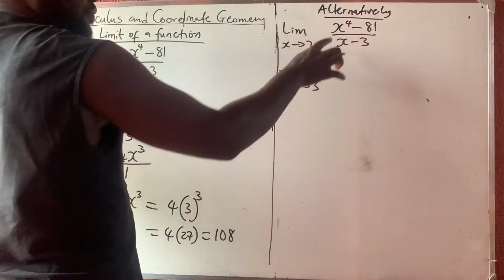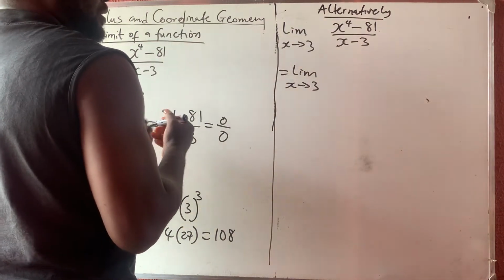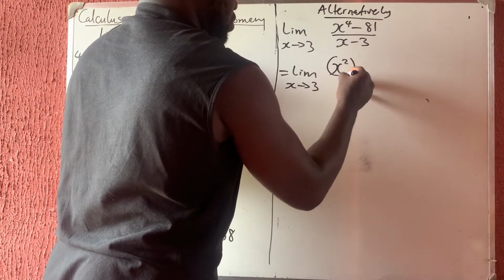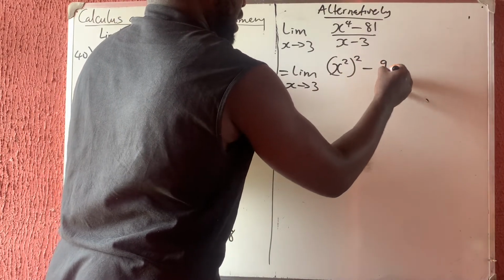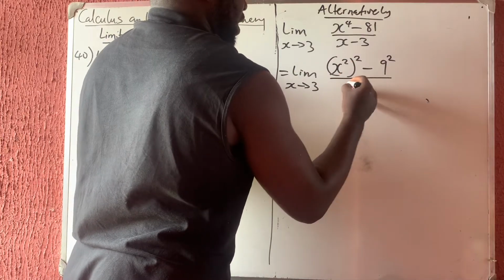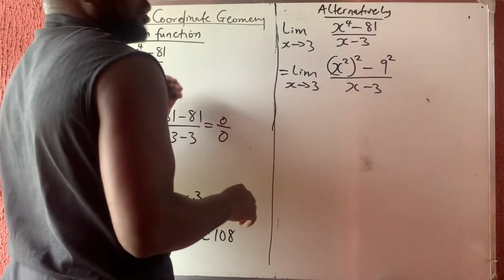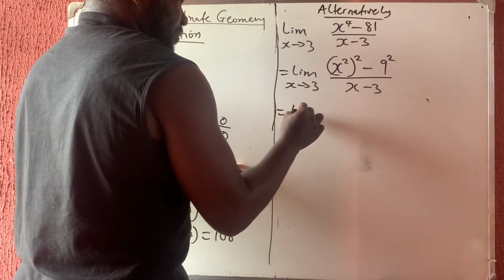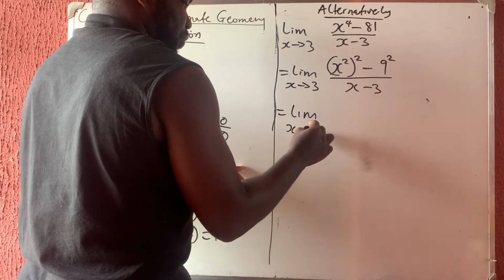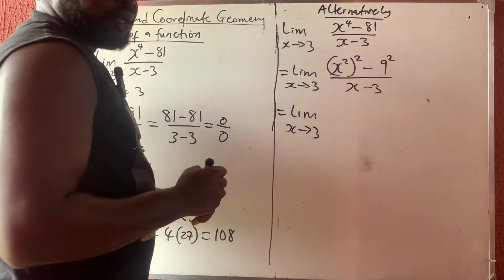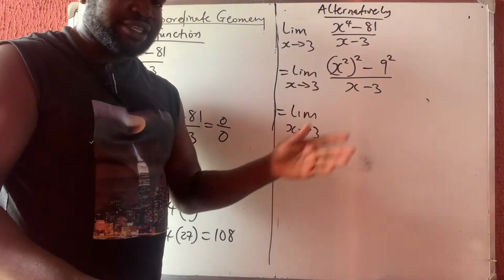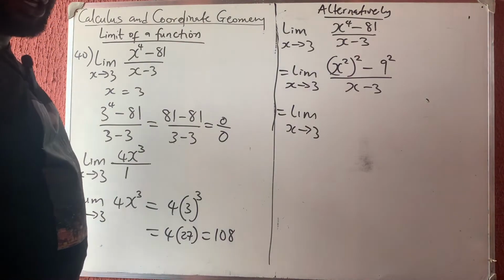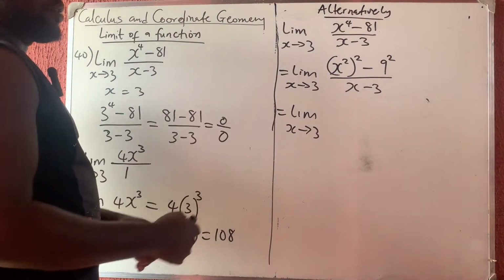Now, if you look at this one, we can factorize. Do you know that this is the same as saying x raised to power 2 all squared minus 9 squared, all over x minus 3? Do you believe me? Now, this is difference of two squares. So this is now saying the limit as x approaches 3. Some people are already giving up. Once I started doing something like this, some people are already giving up. They say, I prefer this one. I know that will be in some people's mind, but it's not difficult to know.